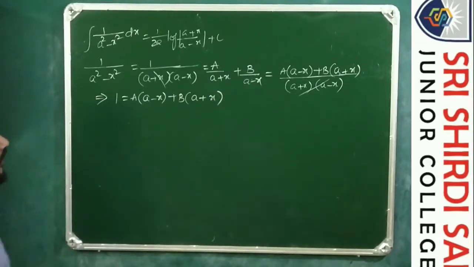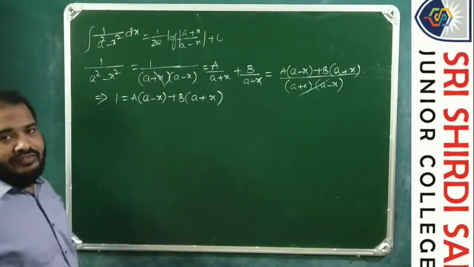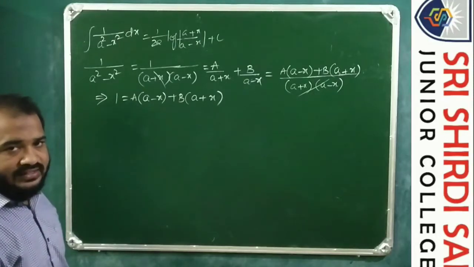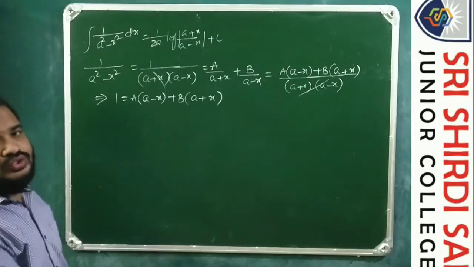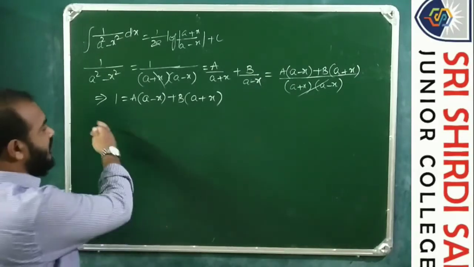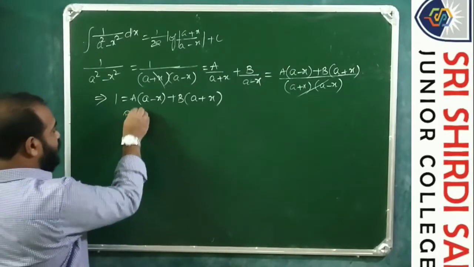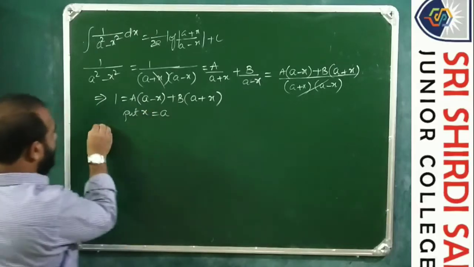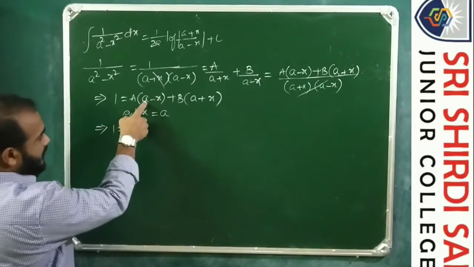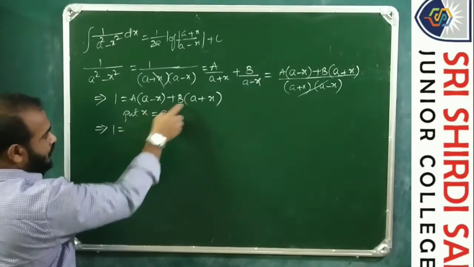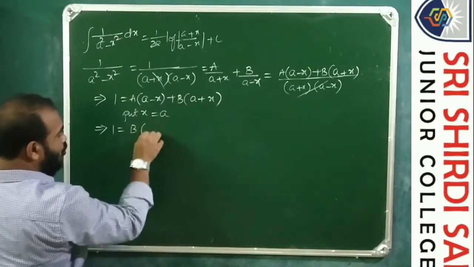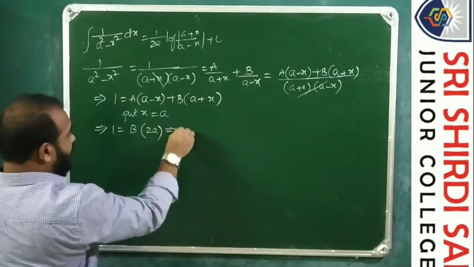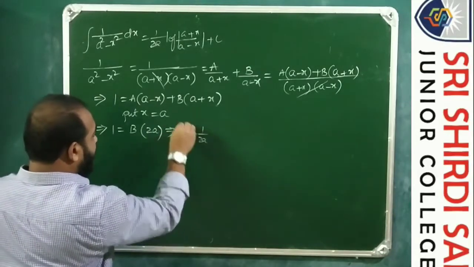Here a minus x being a linear factor, equated to 0, a equals x, or x equals a. X equals a is the root of the solution, and the root has to satisfy the equation. So put x equals a. This implies 1 is equal to A into a minus a, which is 0, plus B into a plus a, which is 2a. B is equal to 1 by 2a.